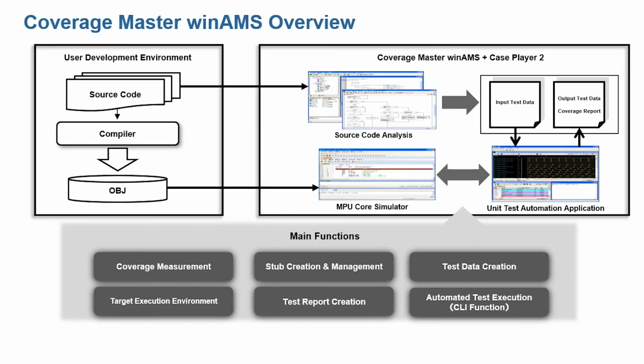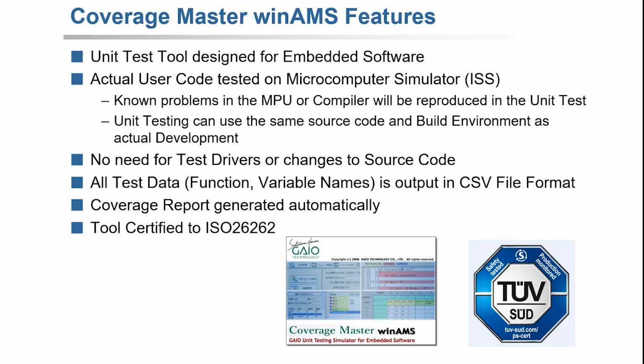Coverage Master implements these 6 main functions using the source code and object files from the developed software without any modification. The tools are designed specifically for embedded software, and the actual user code is used without modification on simulators that faithfully reproduce the microcontroller operation, so that even problems caused by the compiler or the microcontroller itself can be reproduced in the test. There is no need to modify the source code before testing, and output is automatically generated to minimize the workload involved.